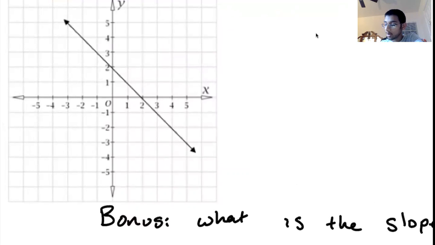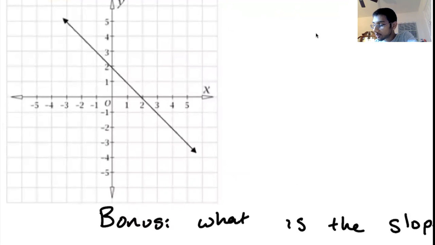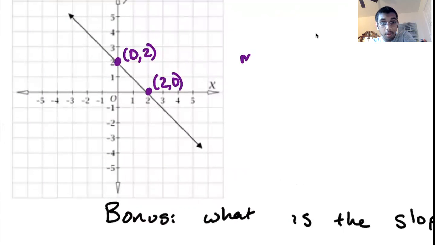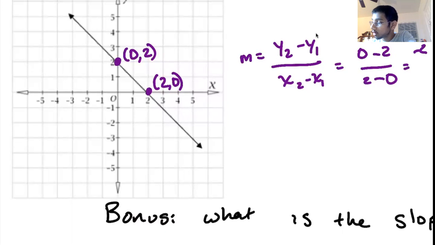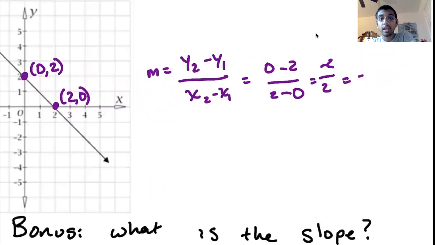So we start off at a point on the graph. This one was starting off at 0, comma 2, for example. And then we look for another point. For example, this one, we have 2, comma 0, right? So now we would do our slope formula, which is equal to y2 minus y1 over x2 minus x1. And that is equal to 0 minus 2 over 2 minus 0. That's equal to negative 2 over 2, which is equal to negative 1.